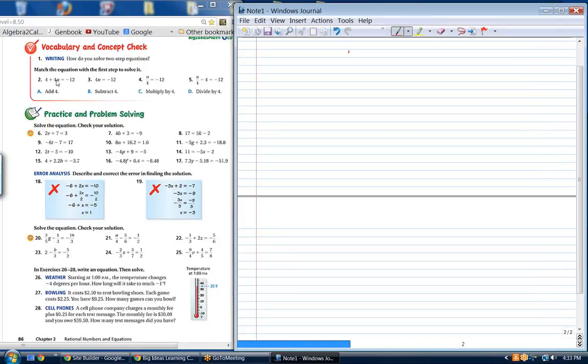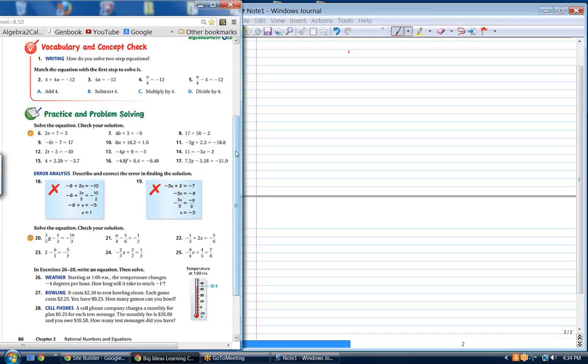So, should we go through the first steps? Number 2, what would the first step be? The first step would be subtract 4. Okay, number 3, what would the first step be? Divide by 4. Number 4? Multiply by 4. Number 5. Subtract. Wait, no, add 4. Right. Okay. I like that problem.